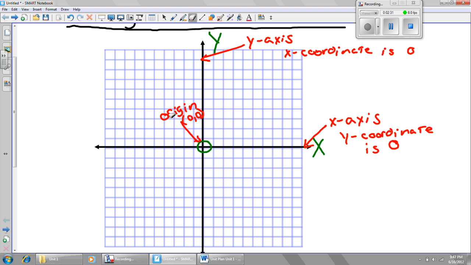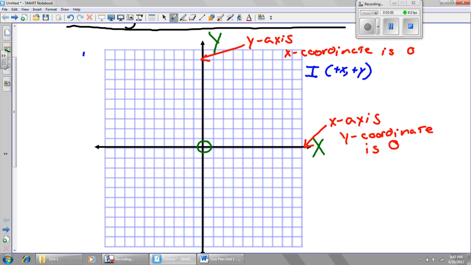All right, now I'm going to erase this because it's going to be in my way. But we also have some quadrants here. You notice this graph is broken up into 4 sections. We call those sections quadrants. And this is quadrant 1, starting in the upper right corner. When you're in quadrant 1, you're going to get a positive x and a positive y. All right, x is positive, y is positive.